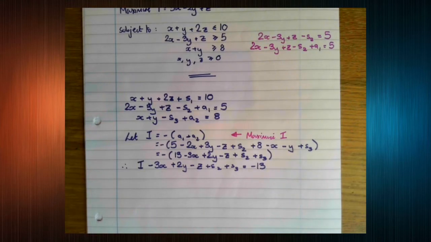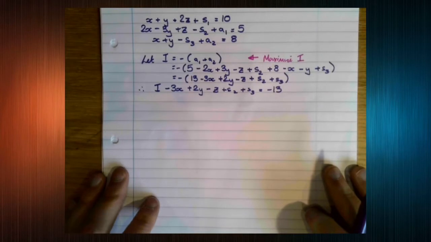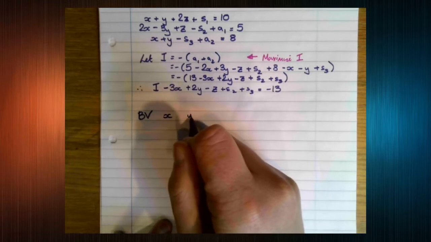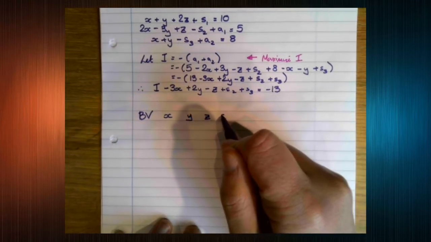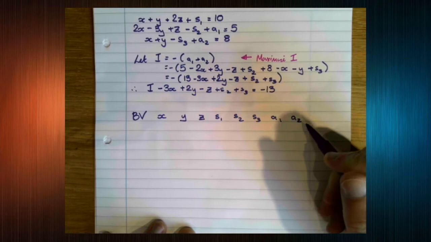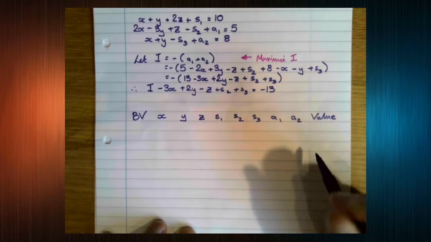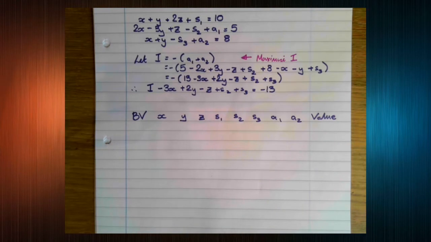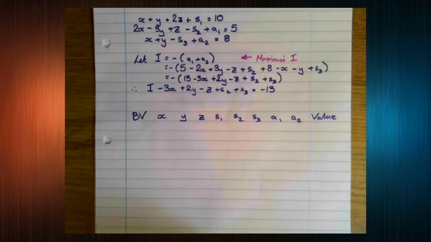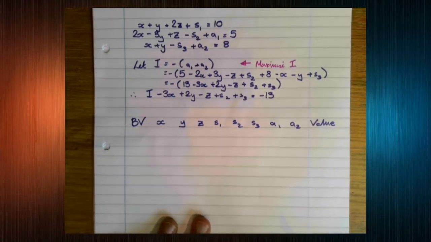So what we do now is we set up our initial simplex tableau. So we have basic variable x, y, z, S1, S2, S3, A1, A2, and value. Now obviously there's lots of variables here, so when we go to do our iterations, we're going to need to be a little bit more conservative with the space on the page because we need our row operations column, but for now we're fine. Okay, so we fill in like we normally would.